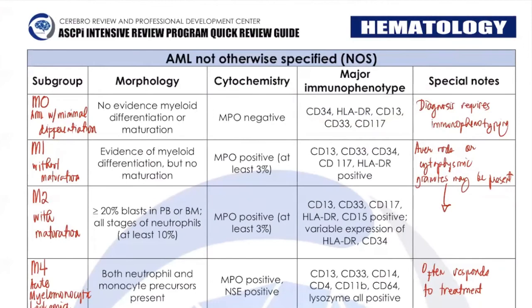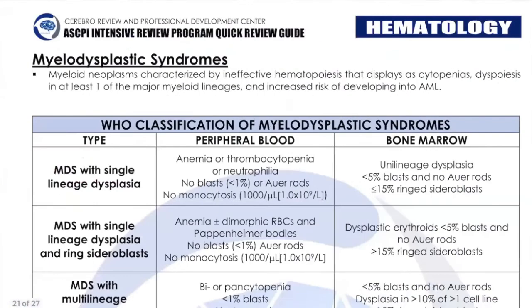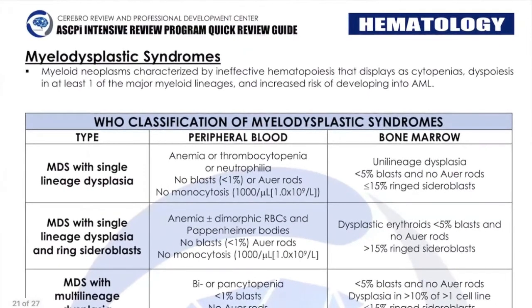So now let us proceed to another group of malignant leukocyte disorders, we have myelodysplastic syndromes. Okay? So ano ba itong mga myelodysplastic syndrome? So these are myeloid neoplasms characterized by ineffective hematopoiesis which eventually displays cytopenia, dyspoiesis in at least one of the major myeloid lineages and increased risk of developing into acute myeloid leukemia.